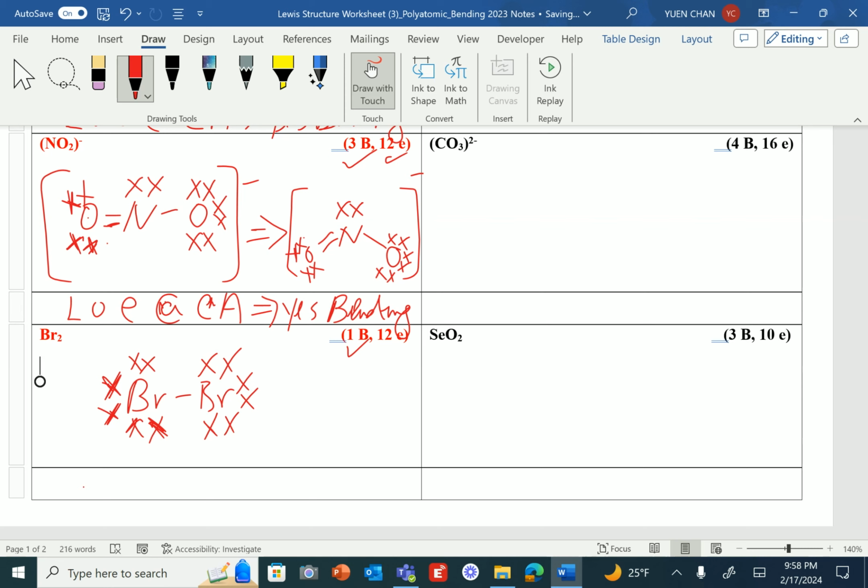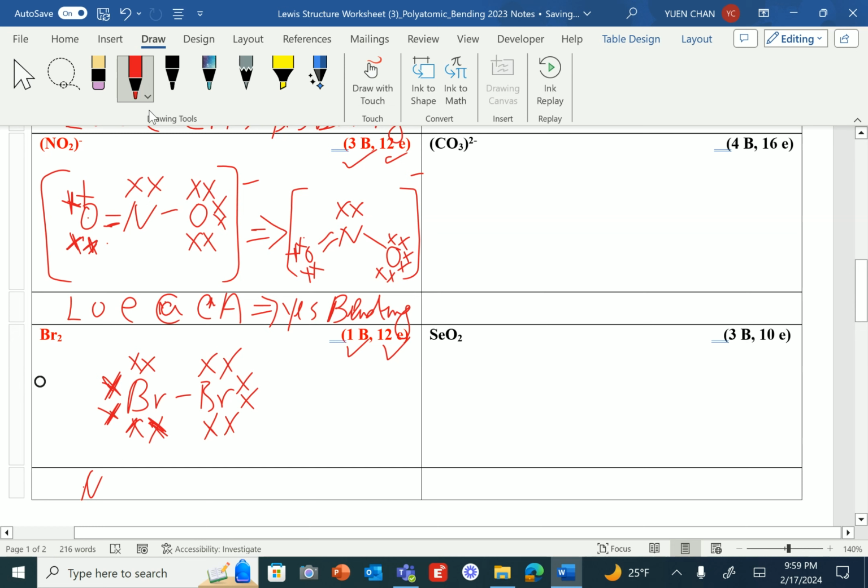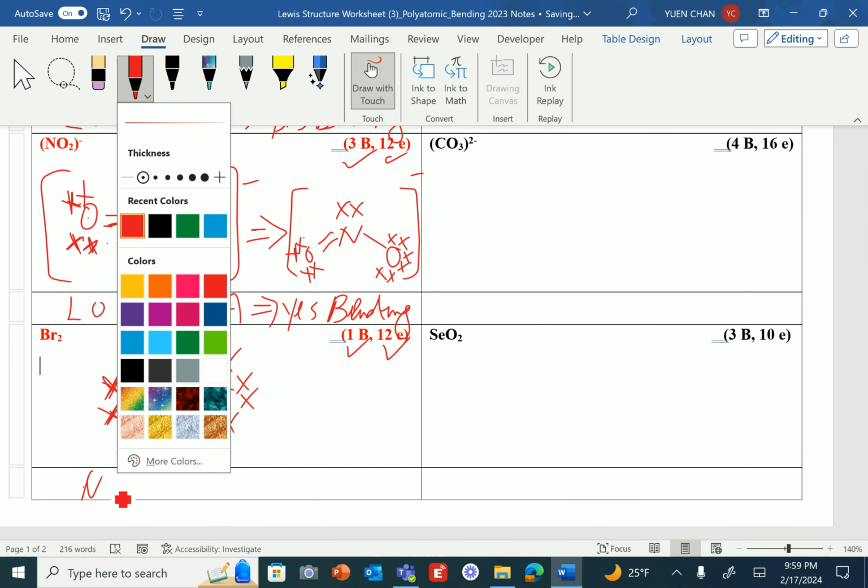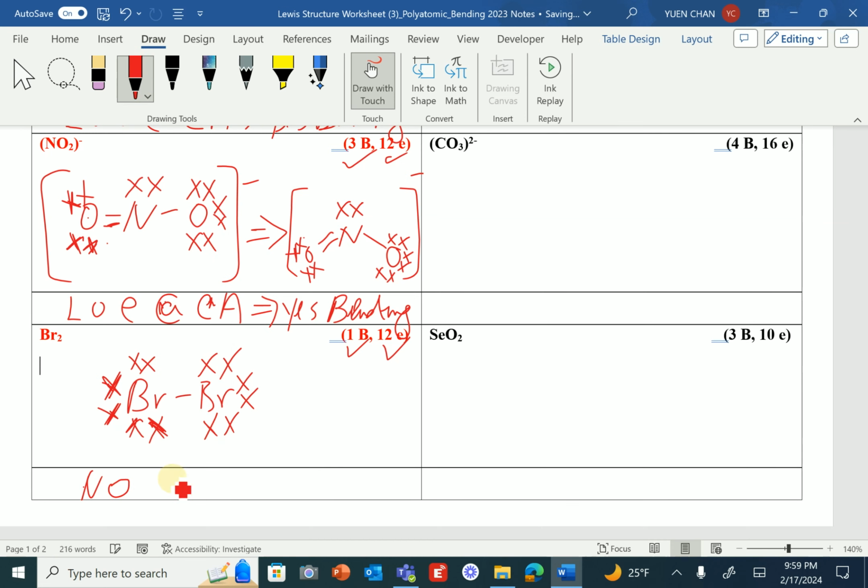But if you look at my notes, you know that you guys draw the Br2 all the time. So this one, obviously, the electron is good. And this one obviously has no leftover electron. It's actually no CA. We don't have central atom. So no CA. So that's why this one is even no bending.